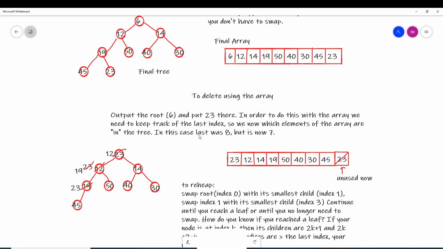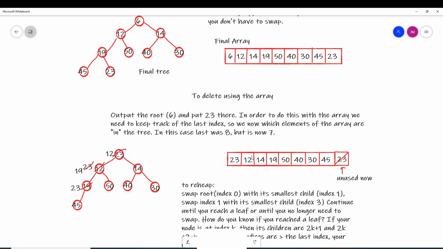The last index was 8, but now it's 7, because that 45 is going to be the last one that I consider. I'm not going to worry about the thing that's at element 8 right now. It's gone. Consider it gone. I put the 23 in as a root. So now I have to find the root's children. Its left child is 12, its right child is 14. I pick the smaller of the two and I swap it with that one.